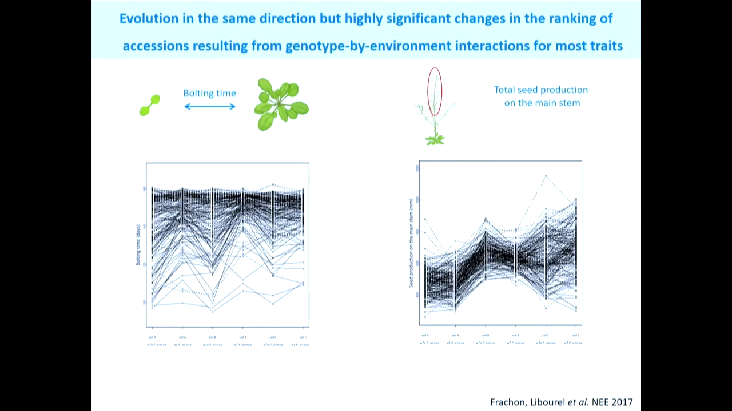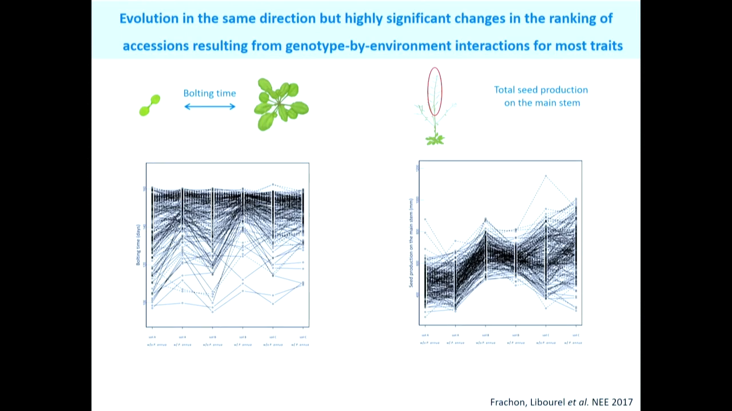So you observe exactly the same phenotypic evolution, but actually the ranking of the accessions is totally different due to G by E interactions. The accessions that flower the latest in macrohabitat A are not the same as the accessions that flower the latest in macrohabitat B. So it is the same phenotypic evolution, but not the same accessions close to the global phenotypic optimum.